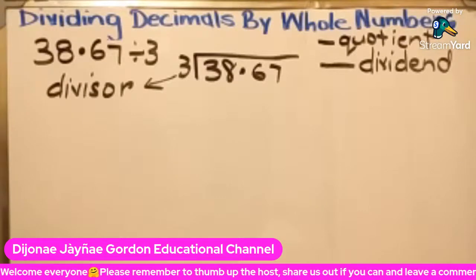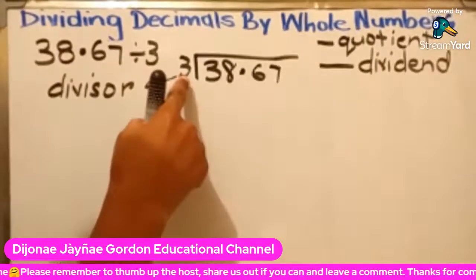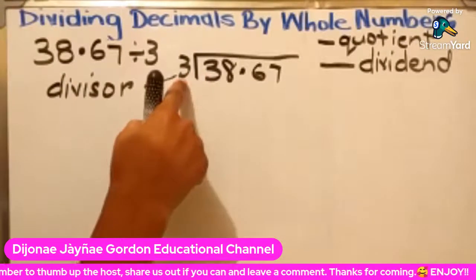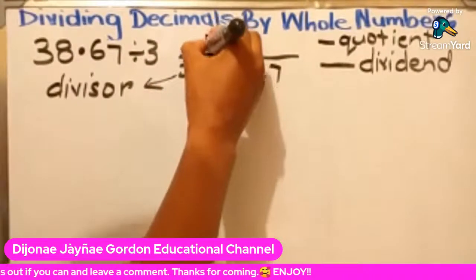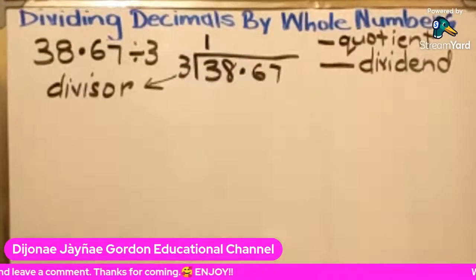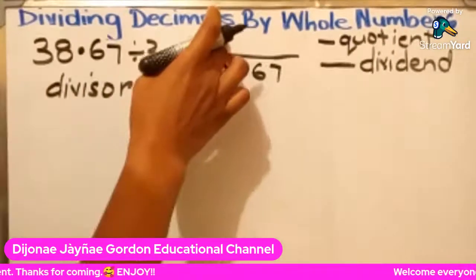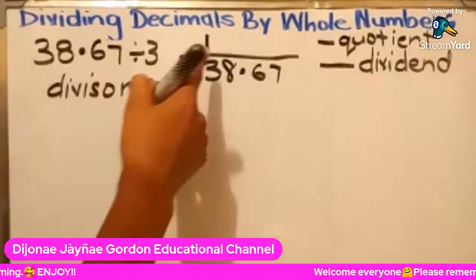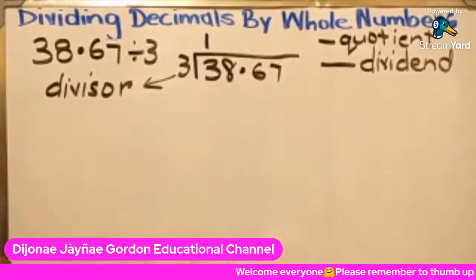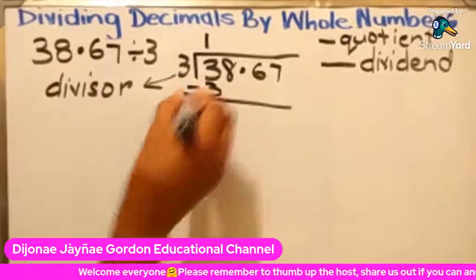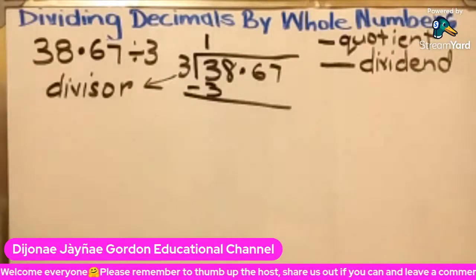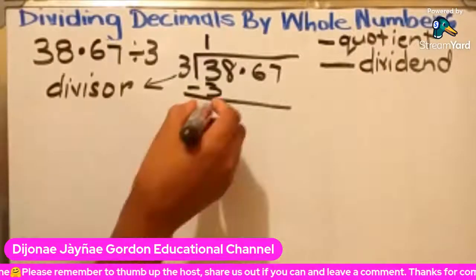All right. So now we have 3. How many groups of 3s can we get from this 3 right here? And we can only get one group of 3. Now we're going to multiply. Take this 3 and multiply it by 1. 3 multiplied by 1 or 1 multiplied by 3, of course, you're going to get the same thing, which is 3. All right, we're going to take away now. You have 3 things and you give away all 3 of it, you're left with 0.